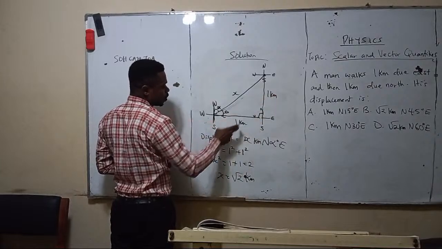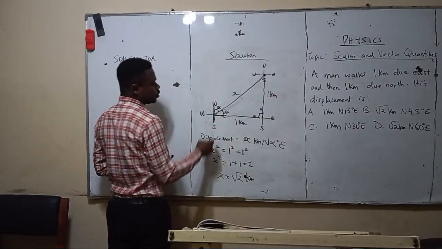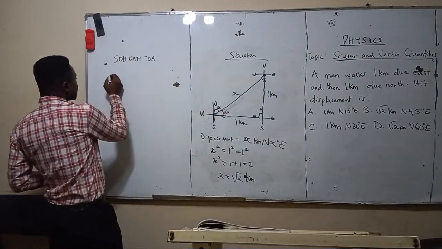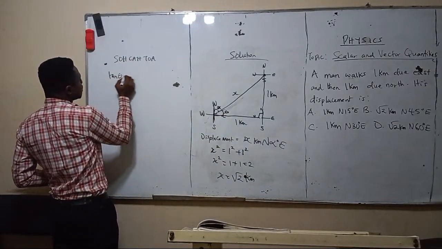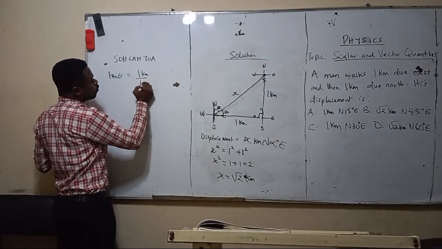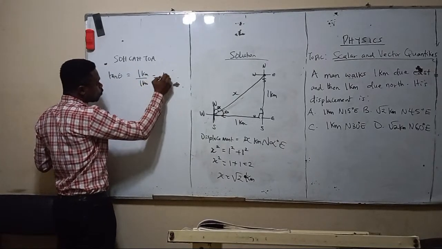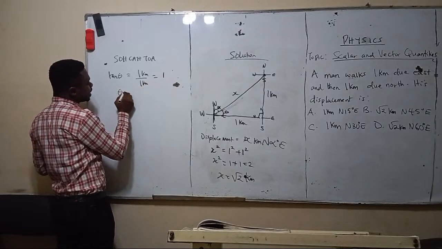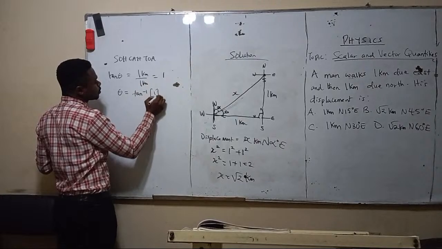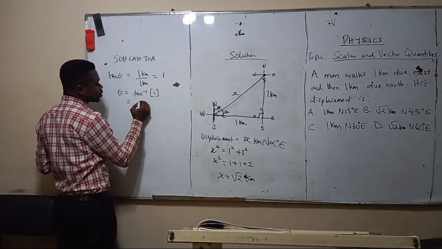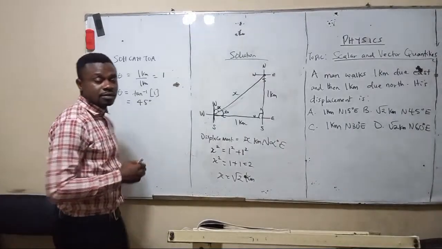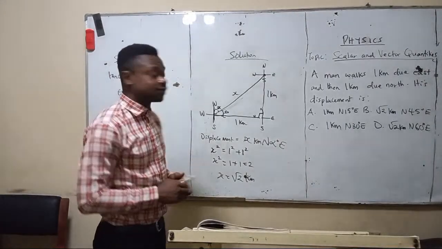1 kilometer opposite, adjacent. So opposite over adjacent is tan theta. So tan theta is equal to what? 1 kilometer over what? 1 kilometer, which is what? 1. So theta is now equal to what? Tan inverse of 1. And tan inverse of 1 is what? 45 degrees. Tan inverse of 1 is 45 degrees.